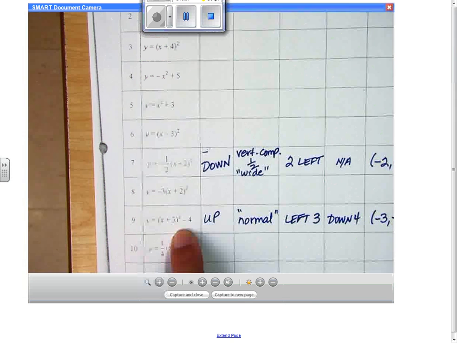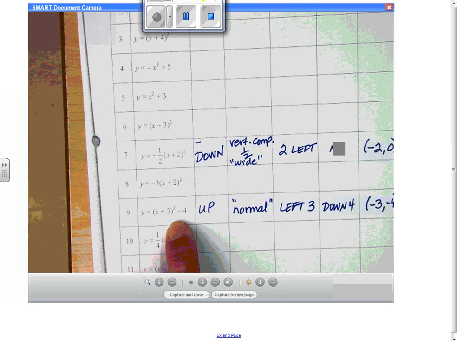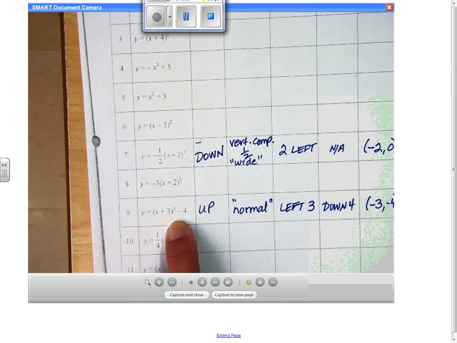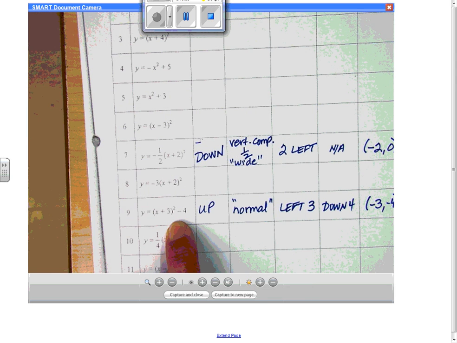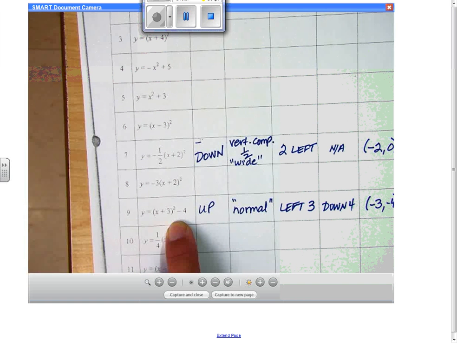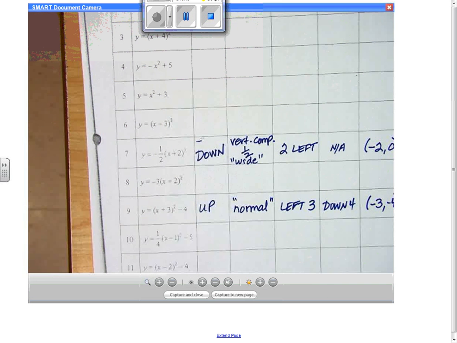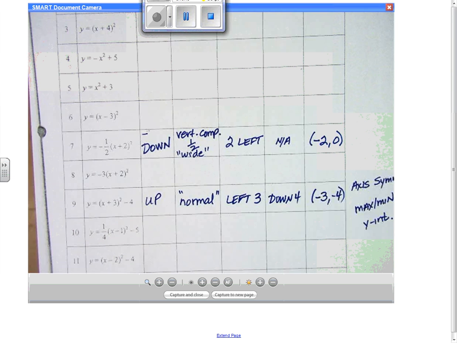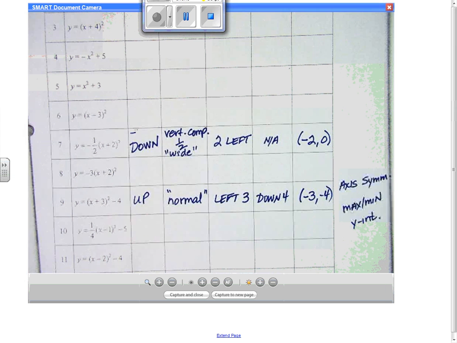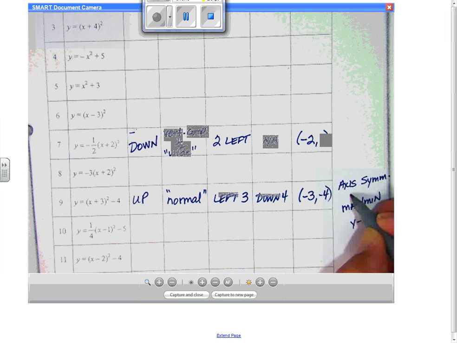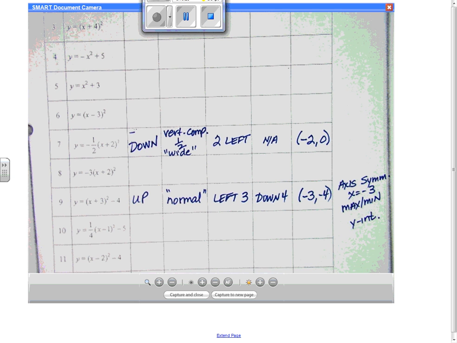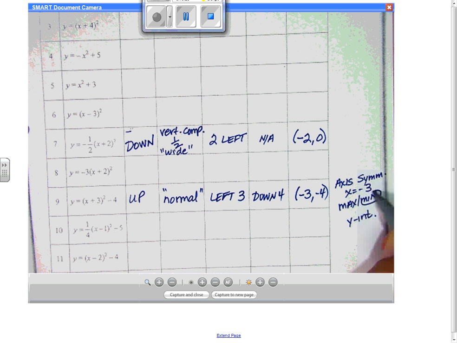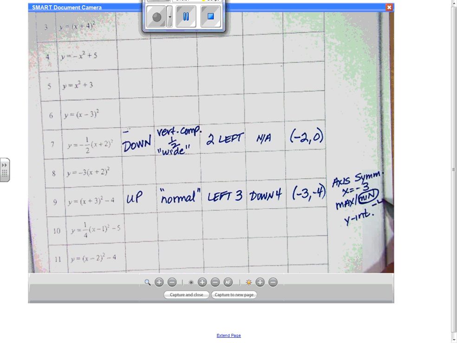Other things to keep in mind as you're having a look at these is, what would my axis of symmetry be? Would I have a max or a min? And how can I find my y-intercept? Some of your textbook questions will address those a little bit more, but let's look at number 9. Sorry. The axis of symmetry always goes through the vertex, so it would be x equals negative 3. This one opens upwards, so it will have a minimum value. And your minimum value always comes from the vertex. We have a minimum value of minus 4.